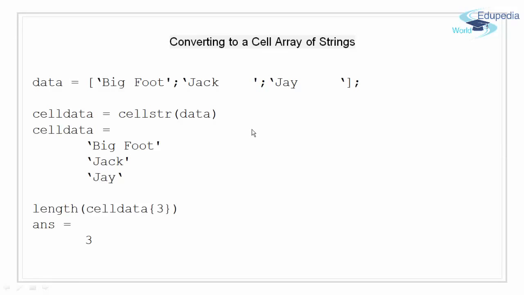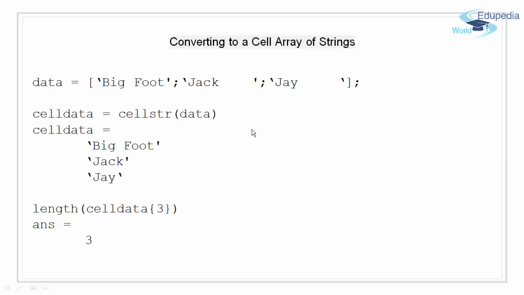Converting to a cell array of strings. Creating strings in a regular MATLAB array requires that all strings in the array be of the same length. This often means that we have to pad blanks at the end of strings to equalize their length. However, another type of MATLAB array, the cell array, can hold different sizes and types of data in an array without padding. Cell arrays provide a more flexible way to store strings of varying length.